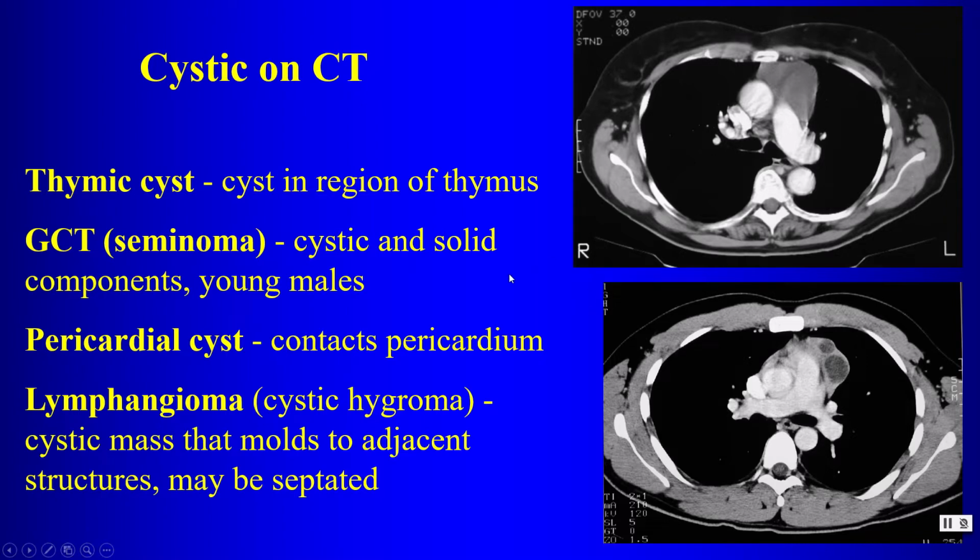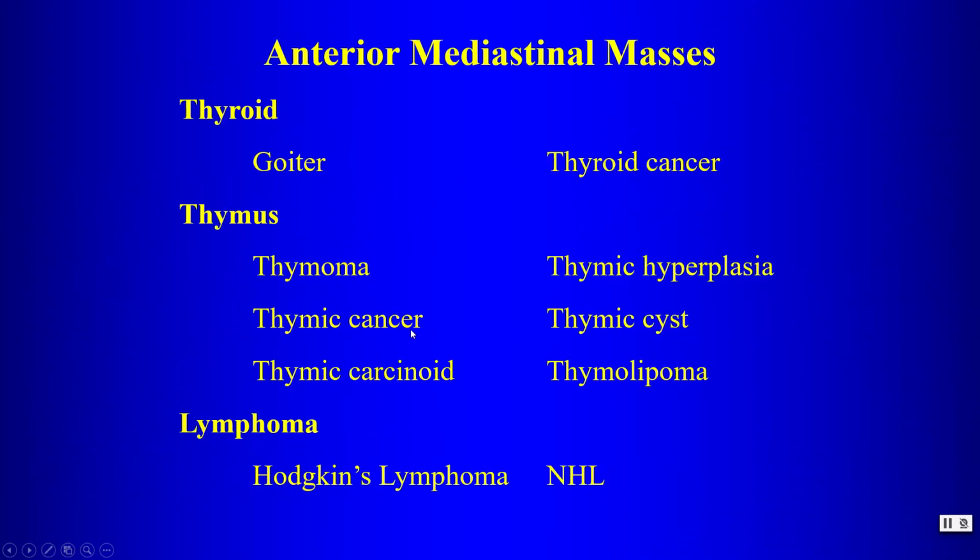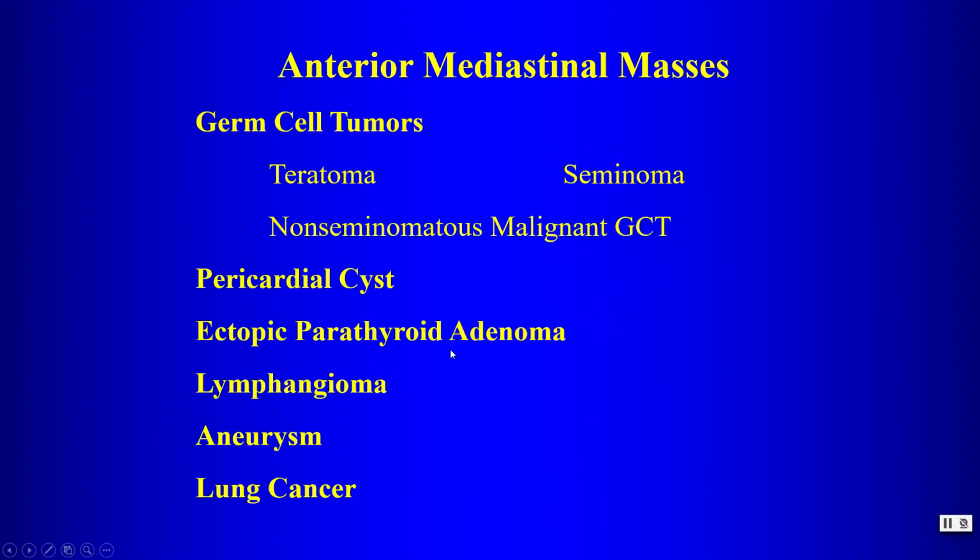a benign thymic cyst. On the other hand, if there's thickening of the walls, if it's multilocular, we need to think of cystic neoplasms. So we might have cystic change within a seminoma, or occasionally cystic changes within a thymoma. Pericardial cyst contacts the pericardium. Lymphangioma or cystic hygroma, these are cystic masses that mold to adjacent structures. These may be septated, usually at the thoracic inlet. So that is our discussion of anterior mediastinal masses.